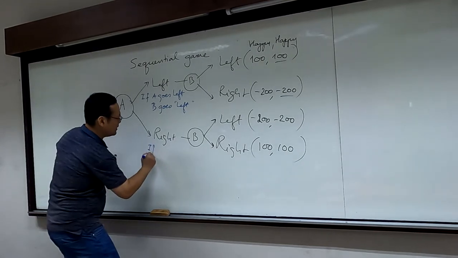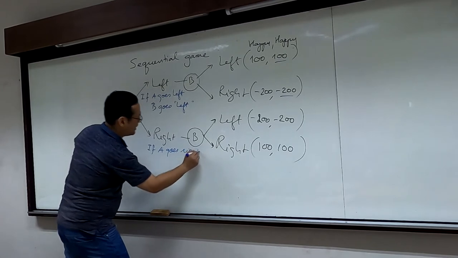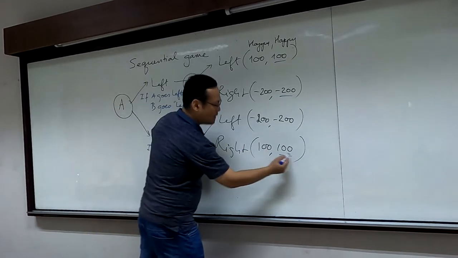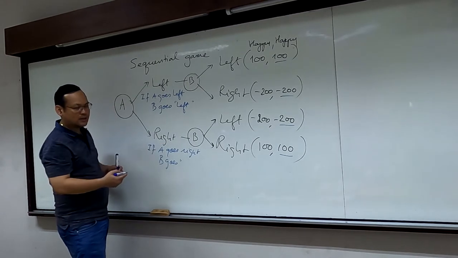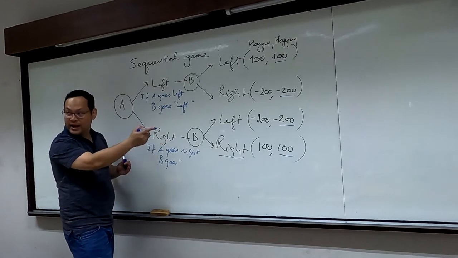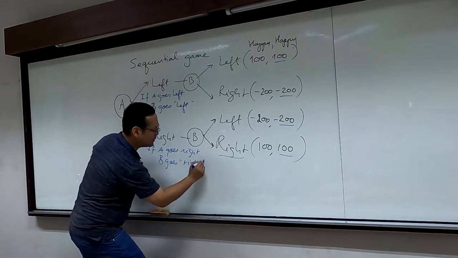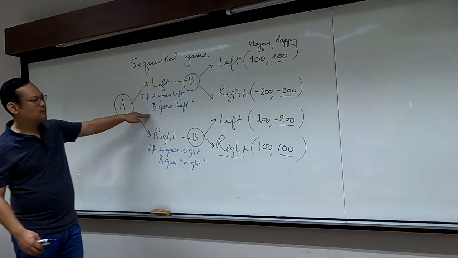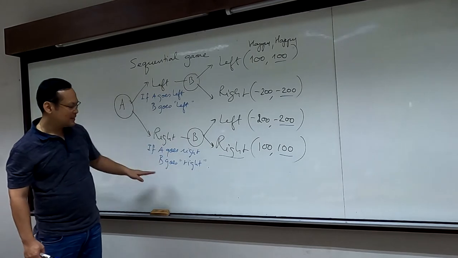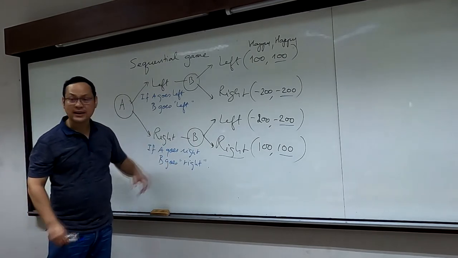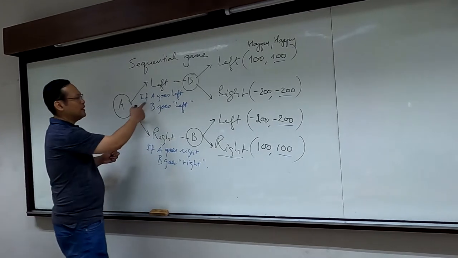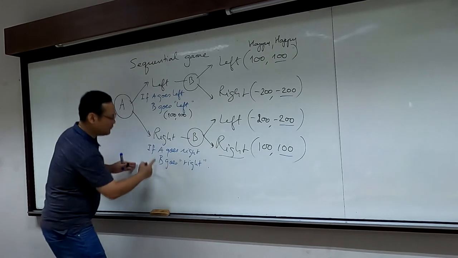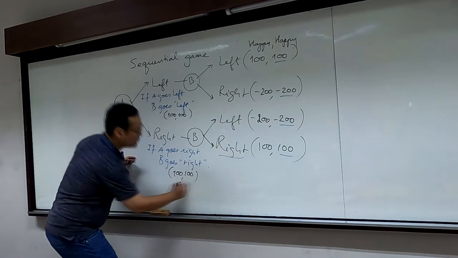And here, if A goes right, B has to think about 100 and minus 200 again. Therefore, B will go right because 100 is more than minus 200. And here is another reaction function of B. You see that if A goes left, then A knows that B will go to the left too. And if A goes to the right, then A also knows that B will go to the right too. And now we compare the payoffs. Here, if A goes to the left, B goes to the left, and both of them get 100 and 100. And here, if A goes to the right and B goes to the right, then both of them get 100.